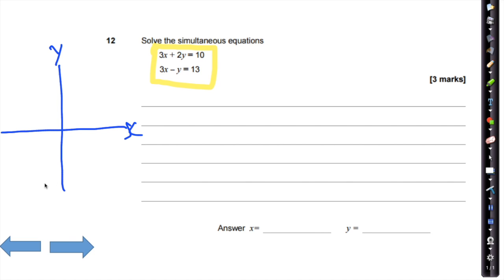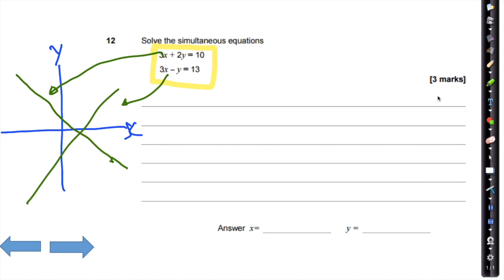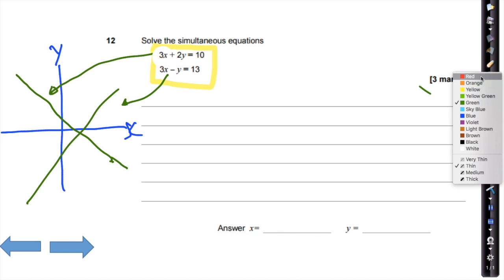No fractions to say reciprocal or anything like that. So we could rearrange them to be in the form y equals mx plus c, and roughly we would have something that looks, emphasis on the roughly, a little bit like this, where our second equation is here, so this is our 3x minus y equals 13, and over here will be our 3x plus 2y equals 10. So it looks something like this.